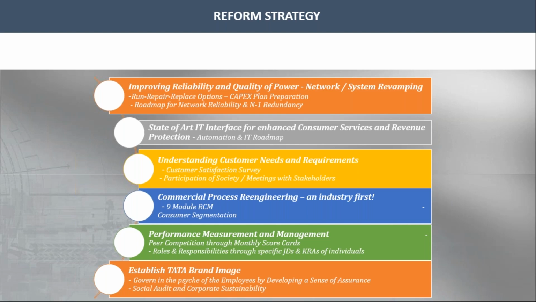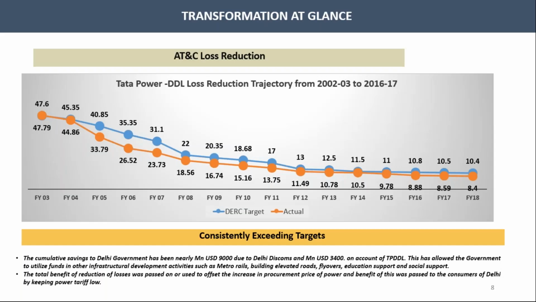The initial challenges when we took over: reliability, as I said, was low. There was no technology available in this distribution company. We hardly had any IT infrastructure in any of the offices. The commercial processes were completely decentralized, and customer needs were not identified, or no one was worried about the customers. So that was a big concern. The employee ecosystem was not based on performance.